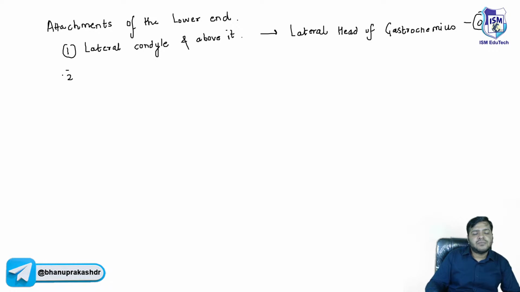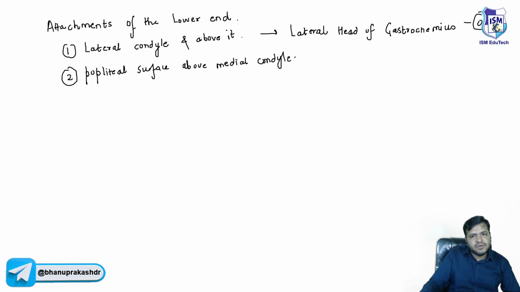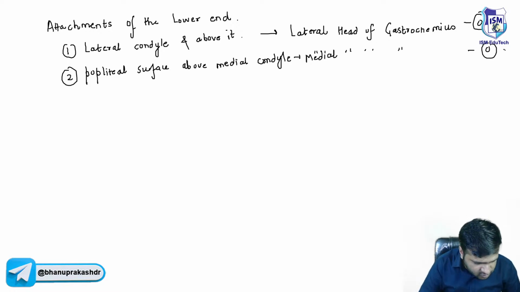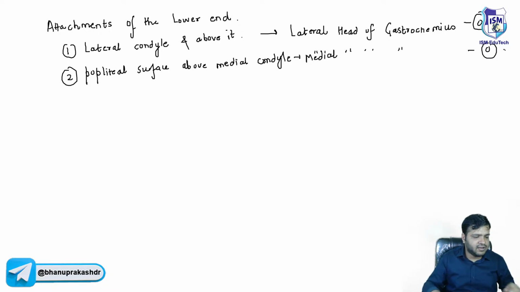Now secondly beta, the popliteal surface above the medial epicondyle. Specifically, if we talk about above the medial condyle, we have the medial head of gastrocnemius. The muscle is one, but it has two origins: the medial head and the lateral head.